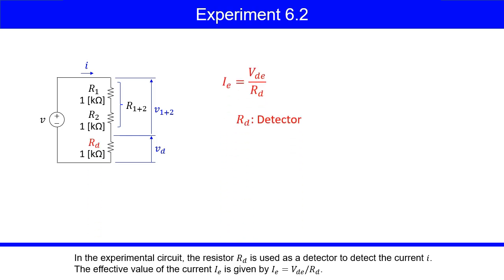In the experimental circuit, the resistor RD is used as a detector to detect the current I. The effective value of the current IE is given by IE equals VDE over RD.